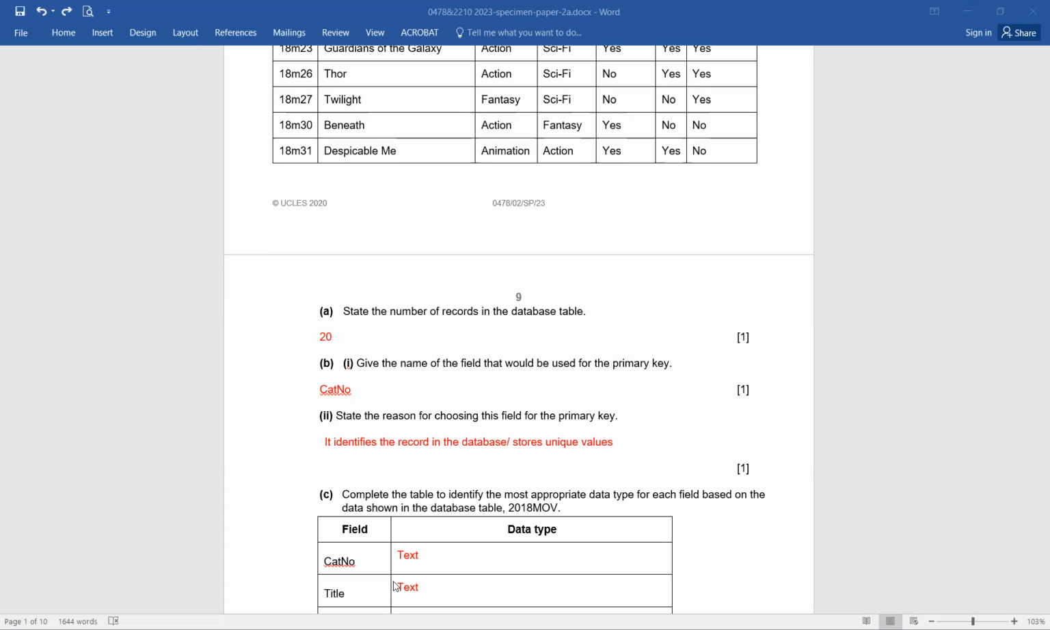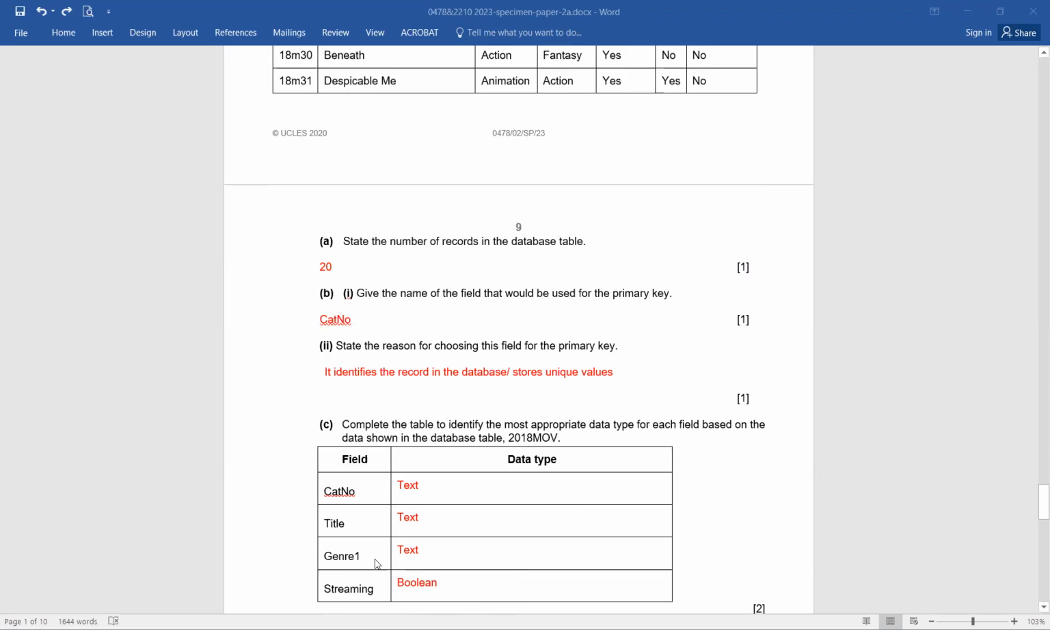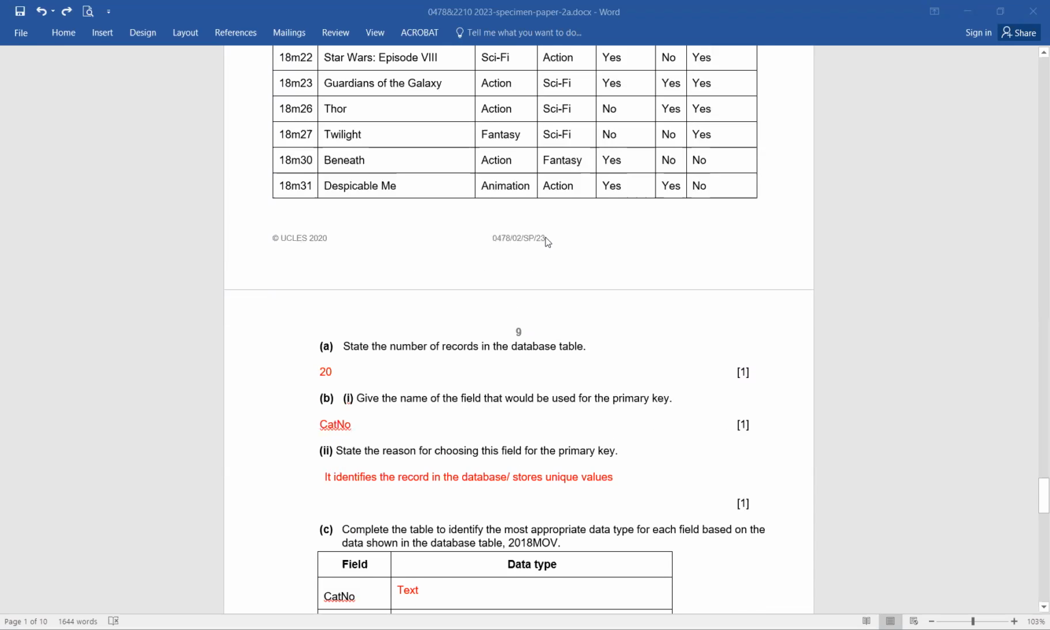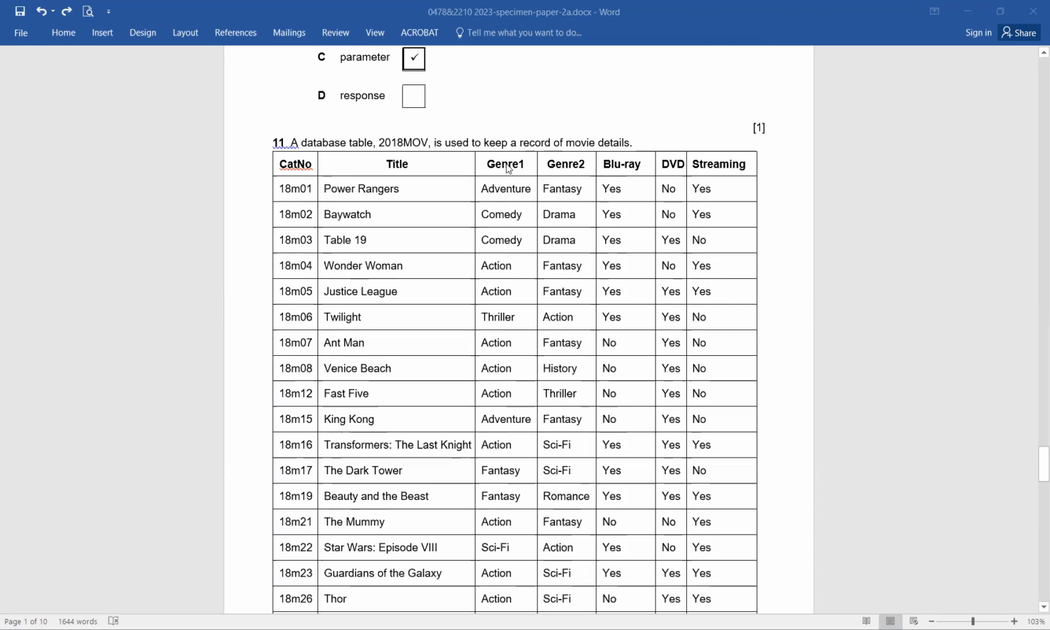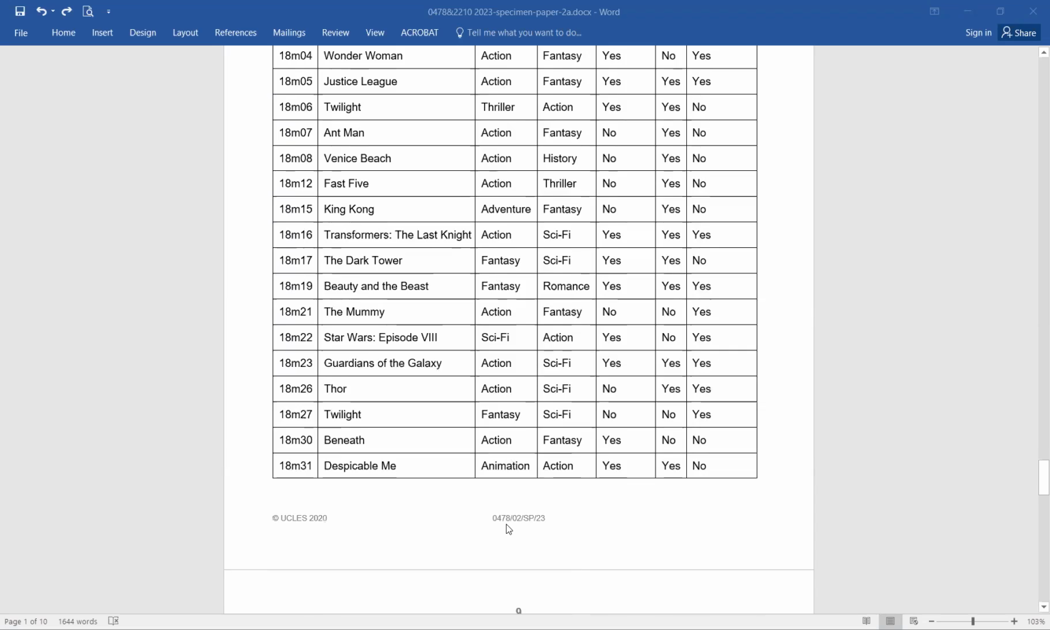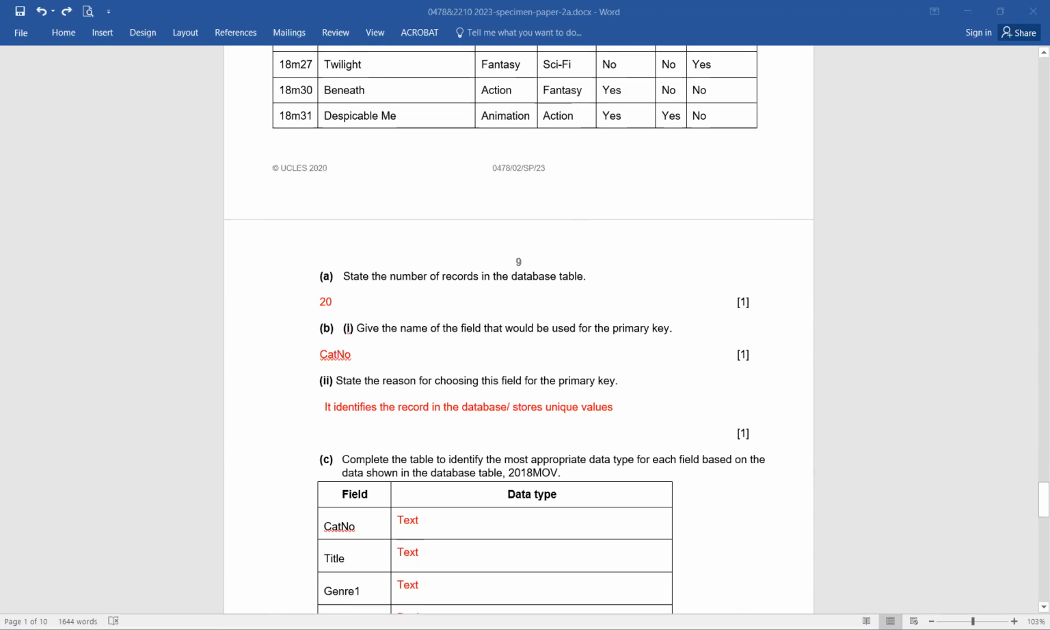That is a string value, but in the context of databases, we talk about it as a text value. We don't say string. So you can see cat-no is a text value, title is a text value because it is composed of letters. Genre 1 is also a text value because it deals with which genre the movie belongs to: an adventure movie, a comedy movie, or an action movie. That is again composed of letters, and that is why it will be a text value as well.